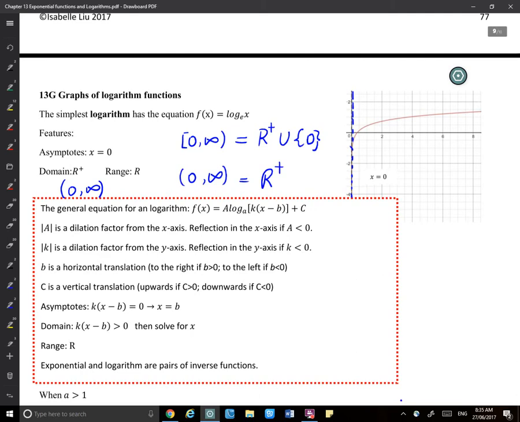Have a think about the exponential graph, e to the power of x. The domain is always R. The range has some restrictions, like above something or below something. But for this one, the range has no restrictions. The range is basically R all the time. And the domain is from one point to the right or from one point to the left.